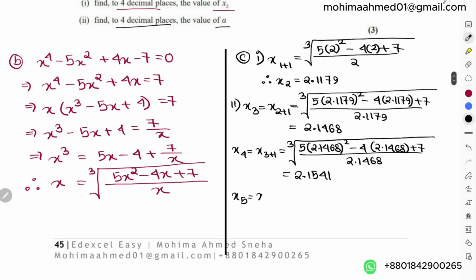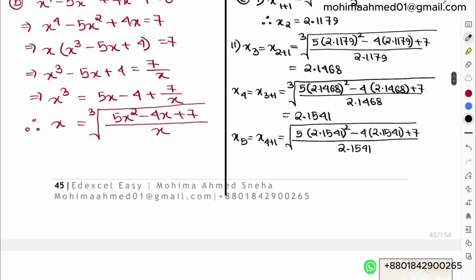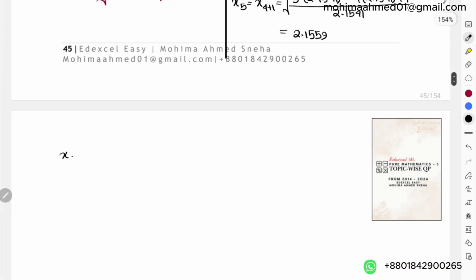Then again x5 is from x4: 5 times 2.1541 squared minus 4 times 2.1541 plus 7 divided by 2.1541, and then you get 2.1559. I have to continue with this x6 also.